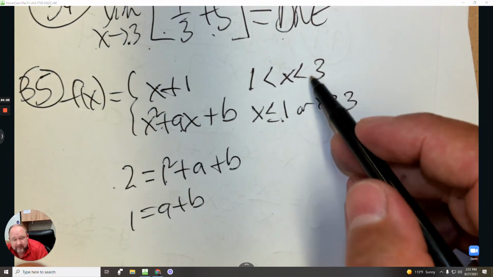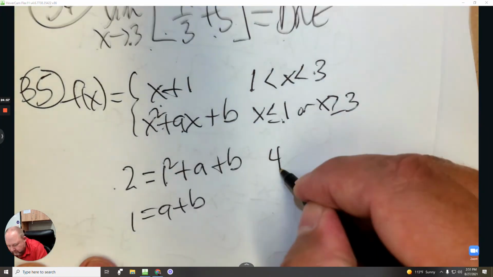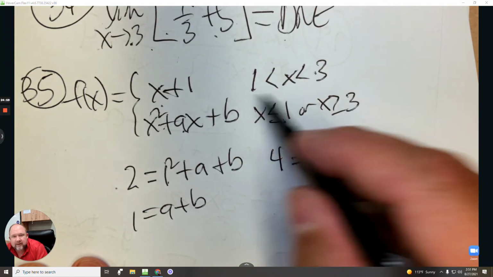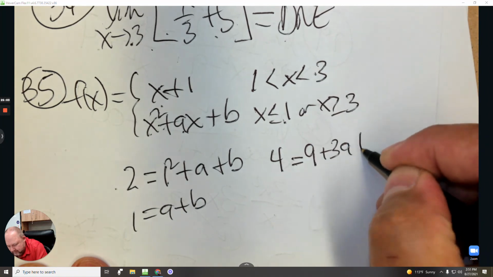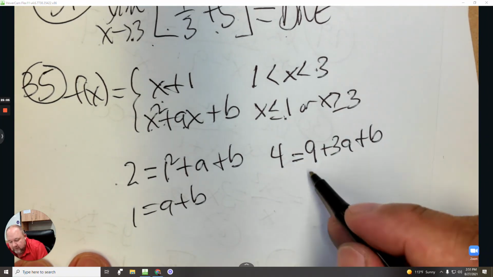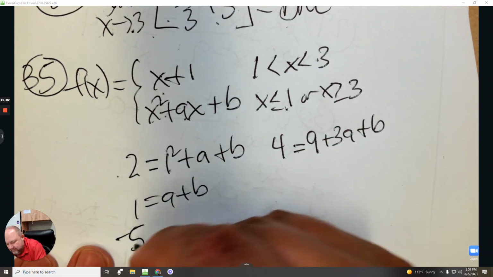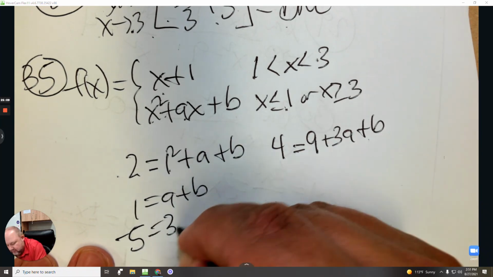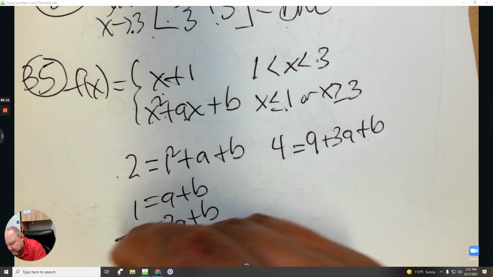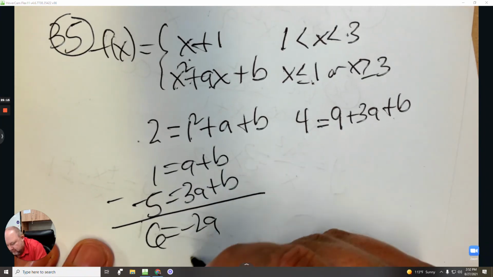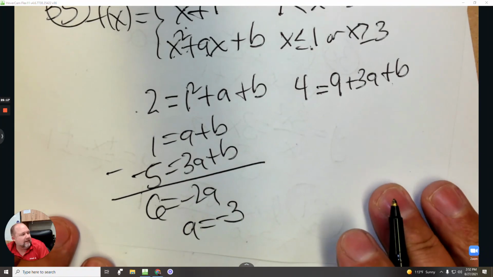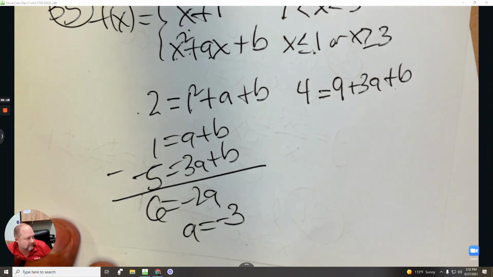We're going to do the same thing for 3. Plug 3 into the top. That's 4. Plug 3 into the bottom, that's 9, and 3a plus b. Subtract 9, and it's negative 5, and it's 3a plus b. So I'm going to subtract to eliminate. That's 6 minus 2a, so a is equal to negative 3.